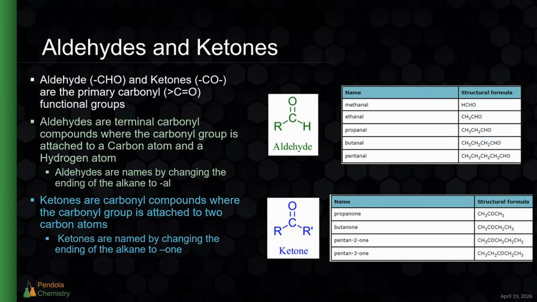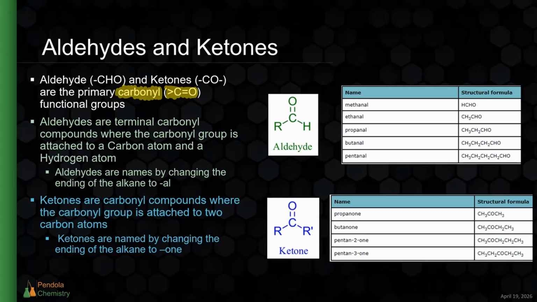So aldehydes and ketones both fall under the group of functional groups known as carbonyl groups. So the carbonyl group is the carbon double bond oxygen part of different functional groups. And we talked about this in chapter 14. Carbonyl groups can be aldehydes, ketones, esters, or even carboxylic acids.